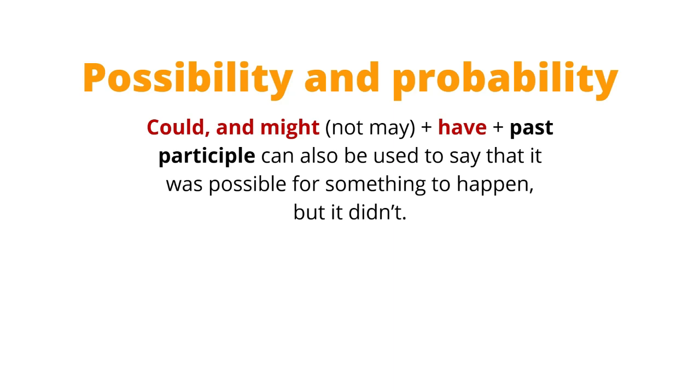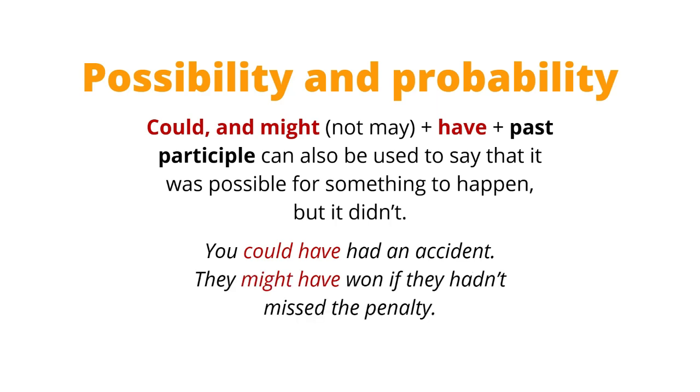We can also use could have and might have, but in this case not may have, to say that it was possible for something to happen, but it didn't. You could have had an accident. They might have won if they hadn't missed the penalty. You can see in both of these examples things that were possible, but they did not happen. In this sense, you cannot use may.